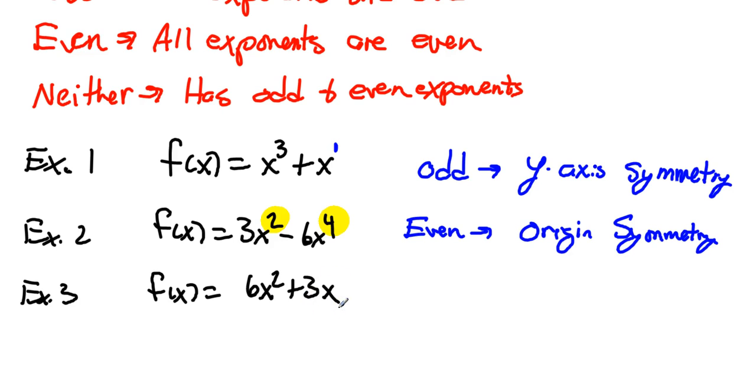Okay, if you've got 6x squared plus 3x, you've got x squared, x to the first. If it's a mix, then it's going to be neither. And if it's a neither option, then it's neither on both of them. If it's a neither function, if it's not odd and not even, then it doesn't have any symmetry at all.